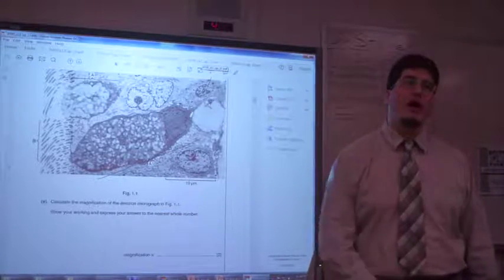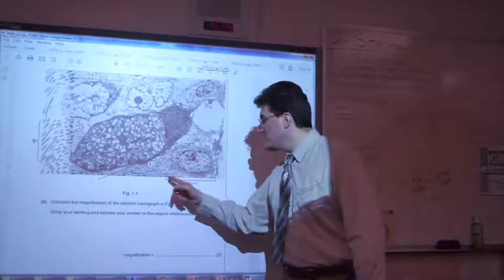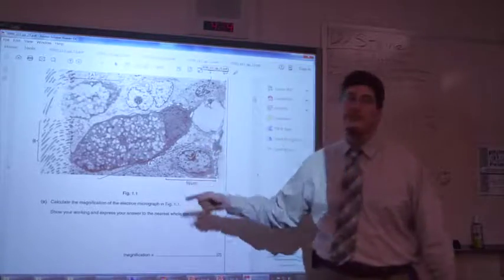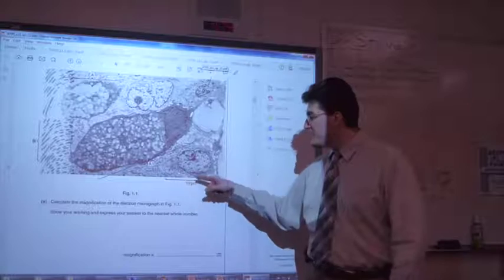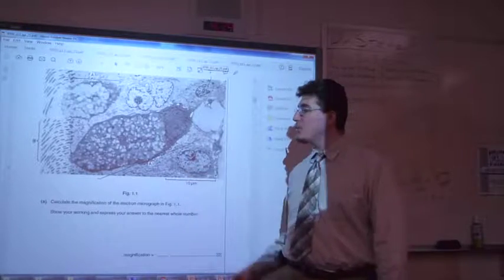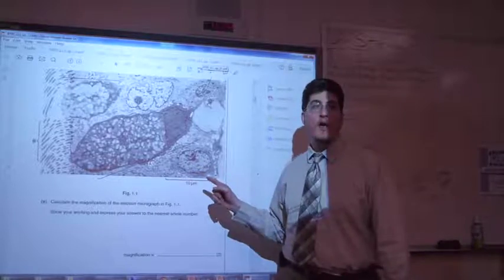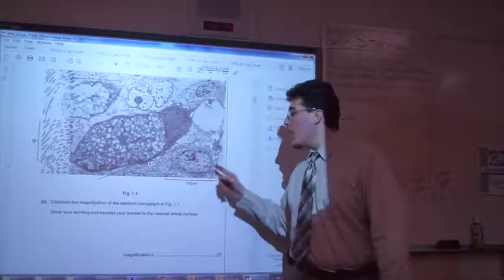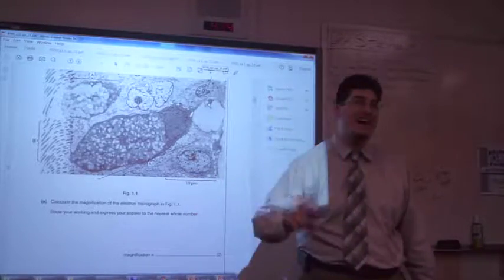A scale bar means that this line is equal to this number actual size. This is this many micrometers actual size. So whatever this image size is, I measure this image size, and it is 10 micrometers actual size.